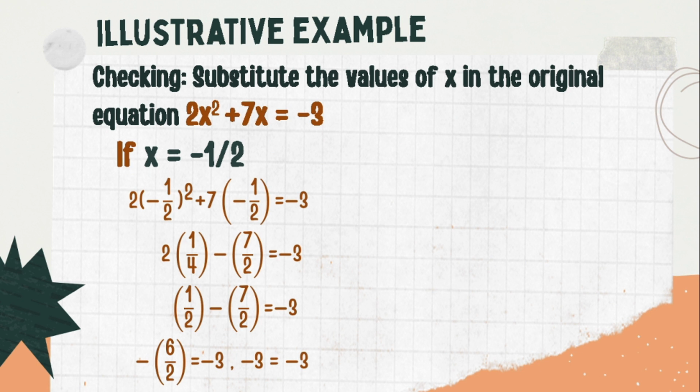To check, substitute the values of x in the original equation 2x squared plus 7x is equal to negative 3. So let's have first x is equal to negative 1 half. So we have 2 times negative 1 half squared plus 7 times negative 1 half is equal to negative 3. We have now 2 times 1/4 minus 7 over 2 is equal to negative 3. 1 half minus 7 over 2 is equal to negative 3. Negative 6 over 2 is equal to negative 3, giving you negative 3 is equal to negative 3.